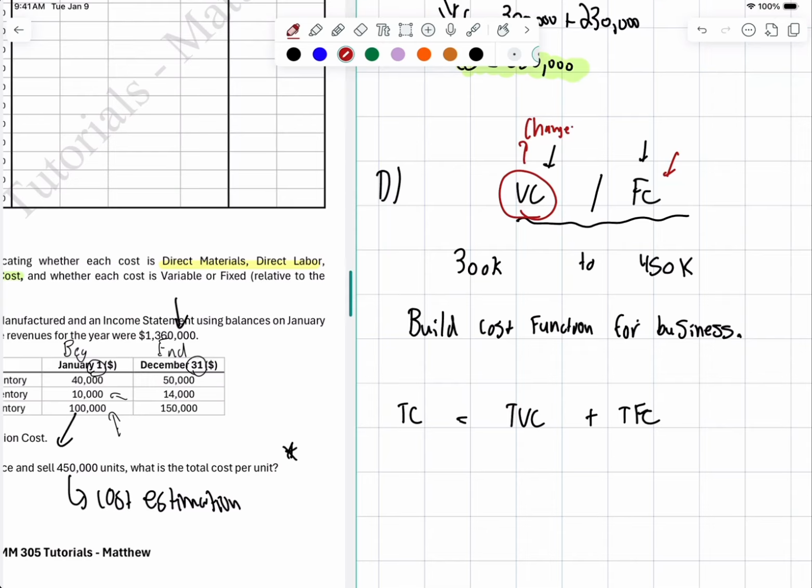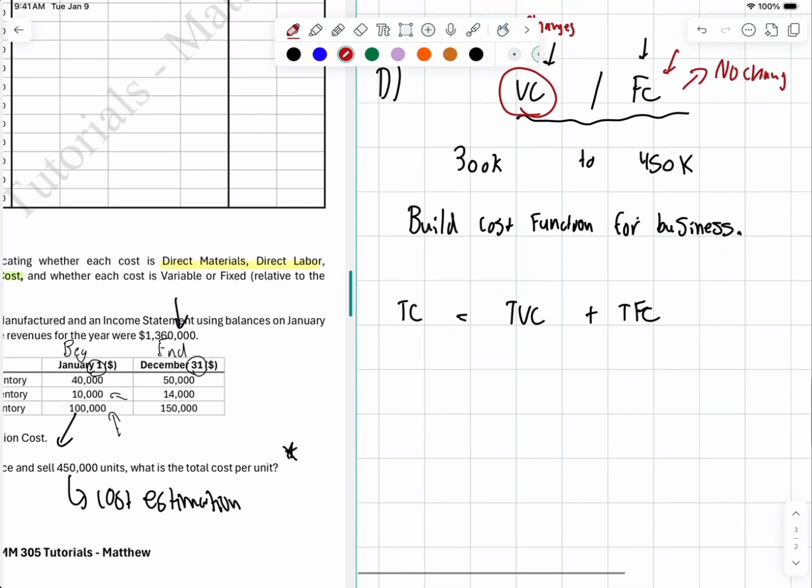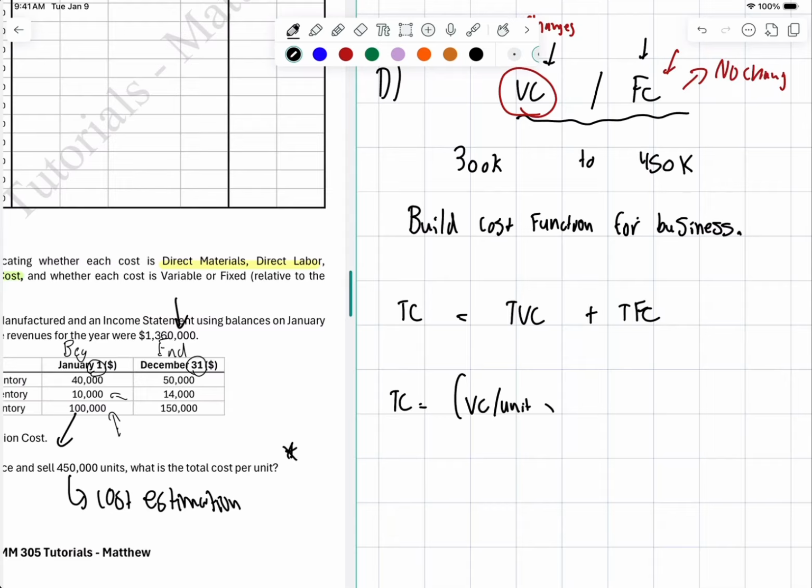Changes, no change. So therefore, guys, whether you make 300,000 or 450,000, we agree a fixed cost will not change, so I don't need to touch this. But I hope you guys do agree that the variable cost will change. Now the question is, how do I calculate the total variable cost? Well, to calculate the total variable cost, I'm taking my variable cost per unit times the number of units, plus the total fixed cost.